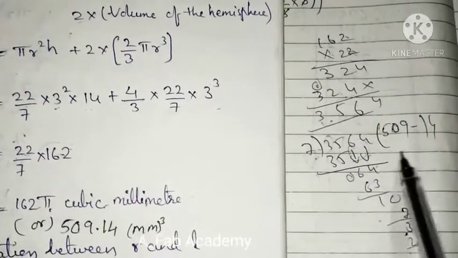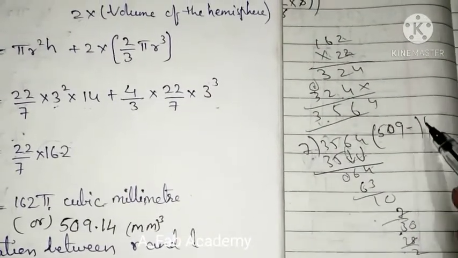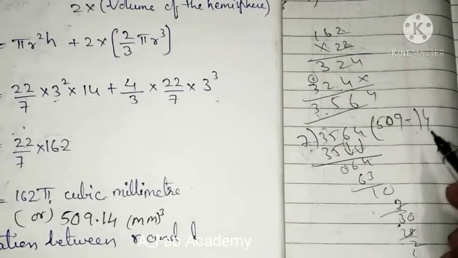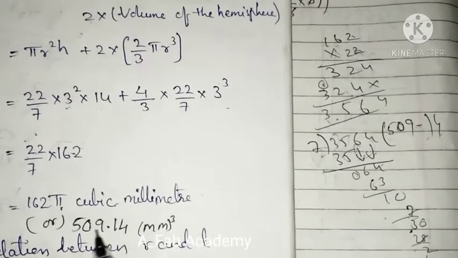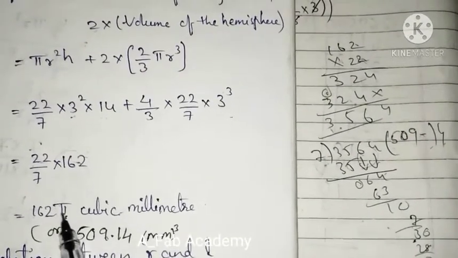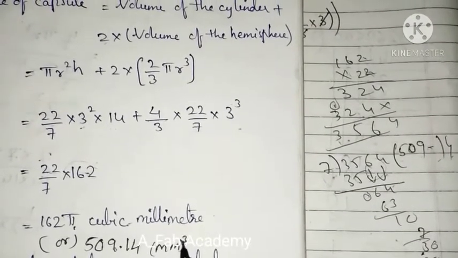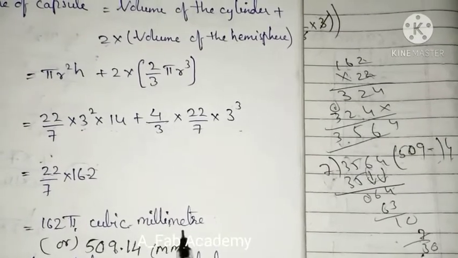So you will get this value 509.14, and it continues. You can take 2 digits after the decimal point. So you can take this answer or else this. But for the unit of volume you have to take cube. Millimeter is given, so I have taken cubic millimeters.